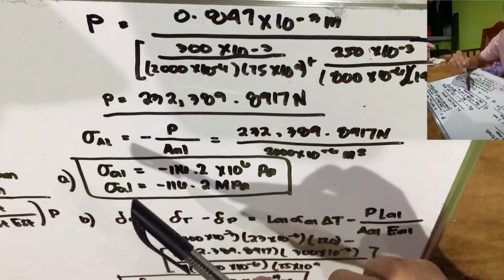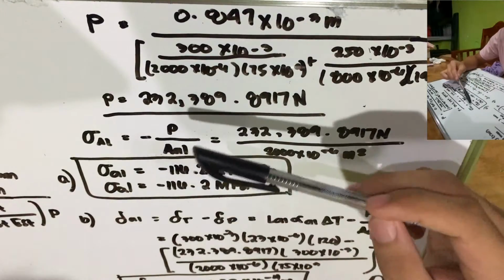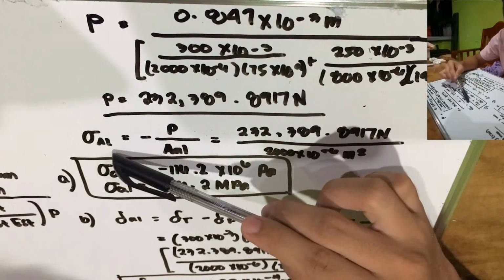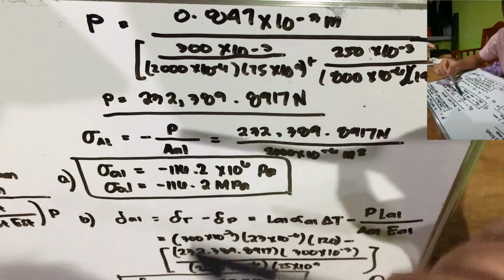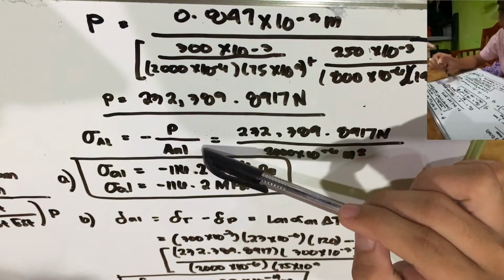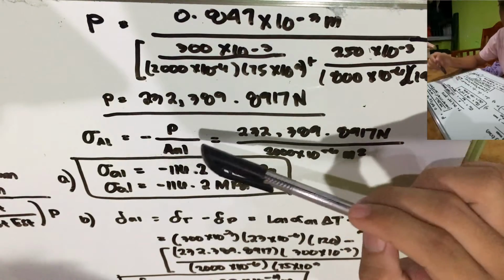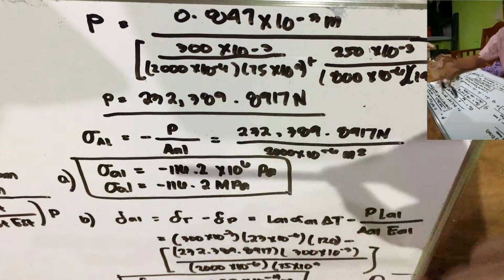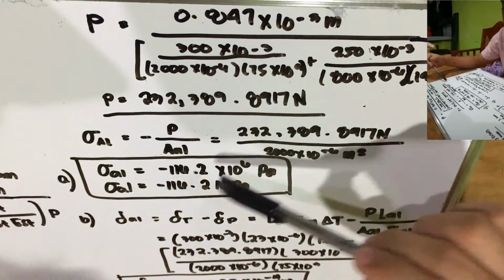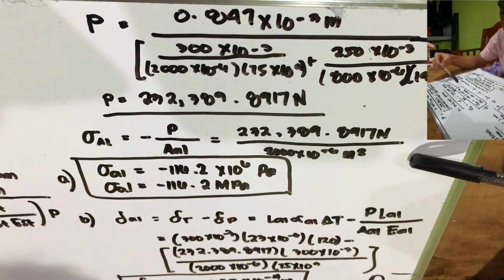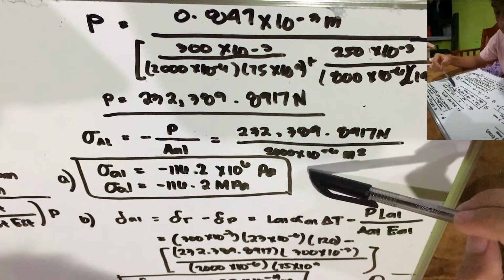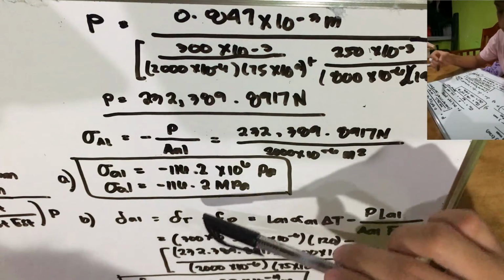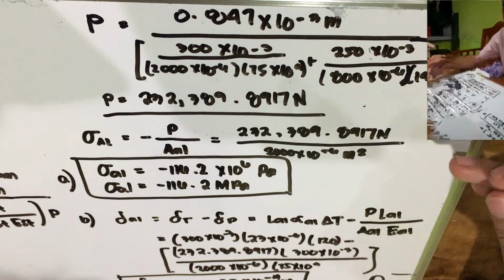the first required in the problem. So the formula for normal stress of aluminum is equal to the negative force over the cross-sectional area of aluminum. The formula is negative because the force is compressive. Therefore, it must be negative. Substituting all the values of force and the cross-sectional area, we get negative 116.2 times 10 to the power of 6 Pascal, or negative 116.2 megapascal.